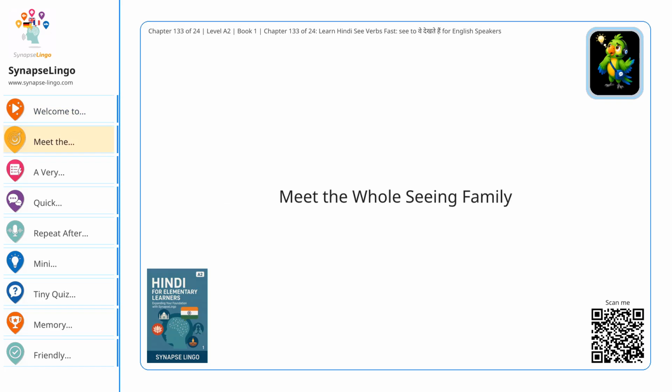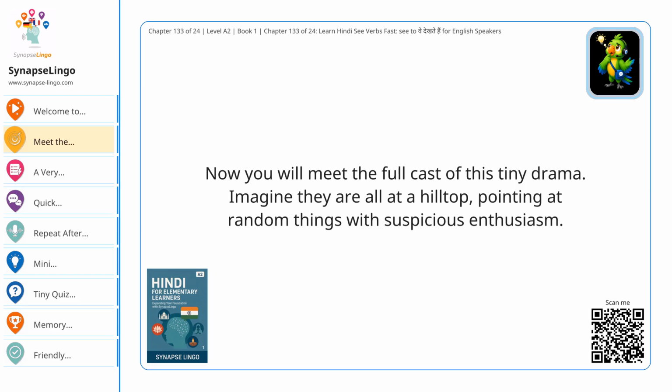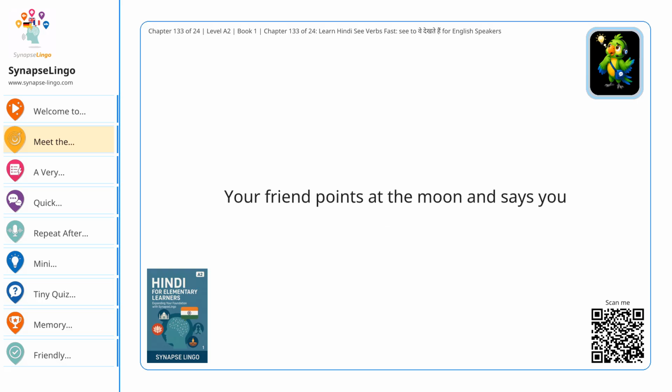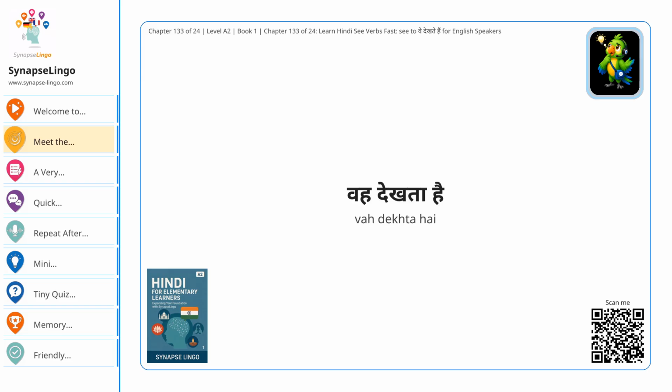Meet the whole seeing family. Now you will meet the full cast of this tiny drama. Imagine they are all at a hilltop, pointing at random things with suspicious enthusiasm. Base form: देखना. Example: I want to see the stars. I see equals मैं देखता हूँ. A detective in oversized glasses whispers, मैं देखता हूँ. You see equals देखते हो. Your friend points at the moon and says, you see, देखते हो. He sees equals वो देखता है. He looks at the river and yes, वो देखता है. She sees equals वो देखती है. She spots a butterfly, so, वो देखती है. It looks equals ऐसा लगता है. Dark clouds gather in the sky, ऐसा लगता है. That rain is coming.